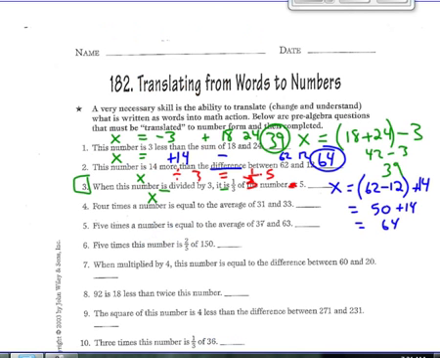So when we look at this, we're translating each one of the words so that they come up with an expression or an equation, and then that equation needs to be solved in order to get the answer. This is the end of section 1.4. Section 1.4 dealt with combining like terms, translating words, and doing some order of operations work.